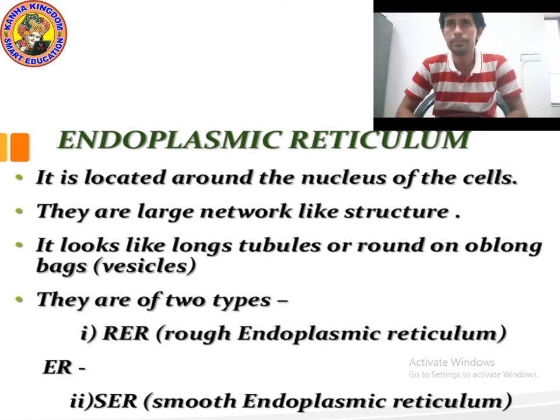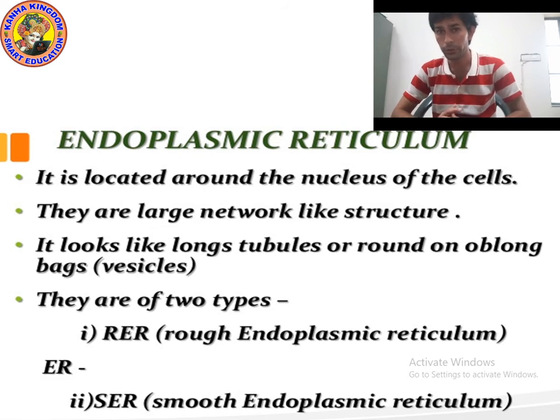So kids, where is endoplasmic reticulum located? Endoplasmic reticulum is located around the nucleus of the cell. They are a large network-like structure, and they look like long tubules, or round. There are two types of reticulum. Endoplasmic reticulum can be divided into two categories: rough endoplasmic reticulum and smooth endoplasmic reticulum.